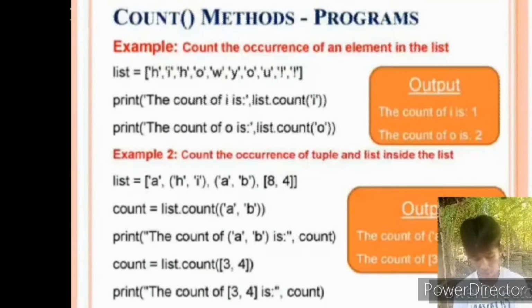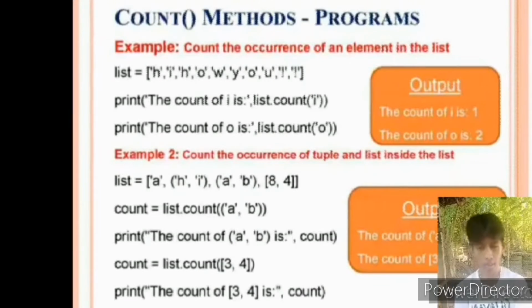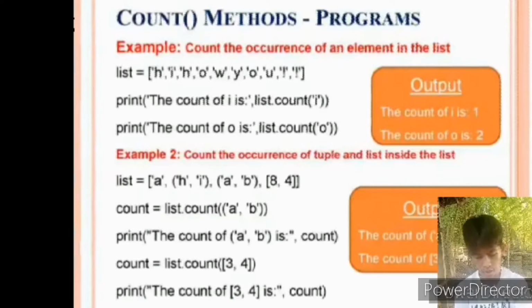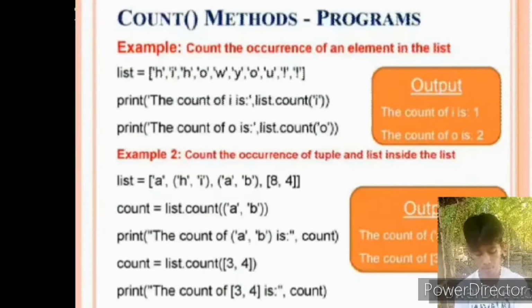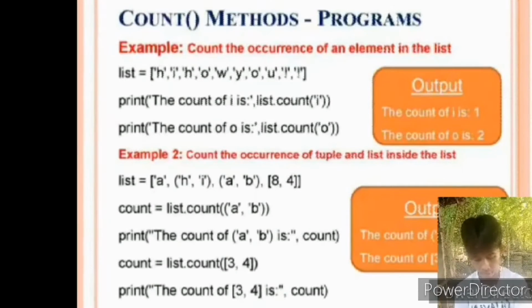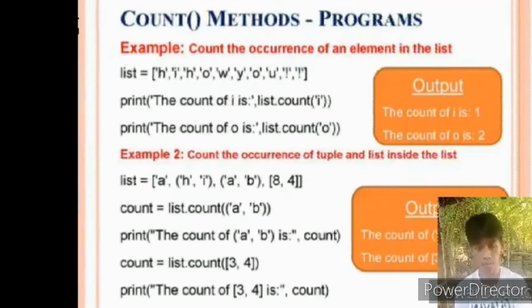The output of A and B is 1. Same as example number 1, look at the elements of the list. There's only one A and B. And the count of 3 and 4 is 0 because it is not in the elements of the list.